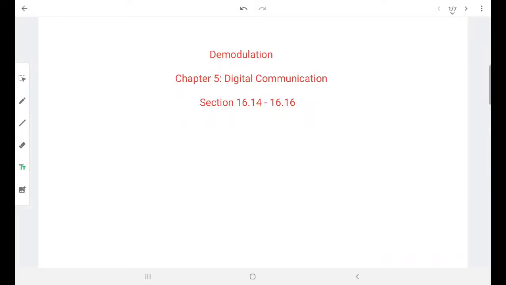Hello students, in this section we are going to discuss demodulation. In the last classes we discussed modulation and different types of modulation like amplitude modulation and FM modulation. Now what is demodulation? This is section 16.14 to 16.16 in chapter 5 of digital communication.